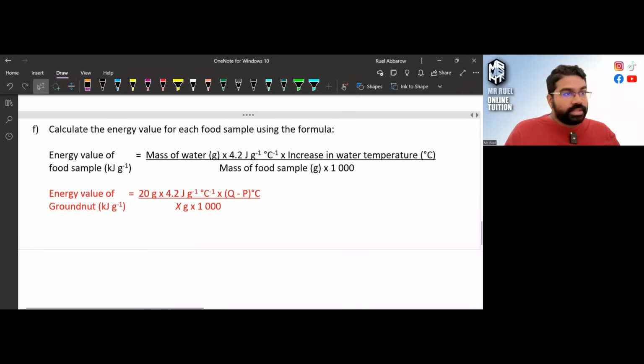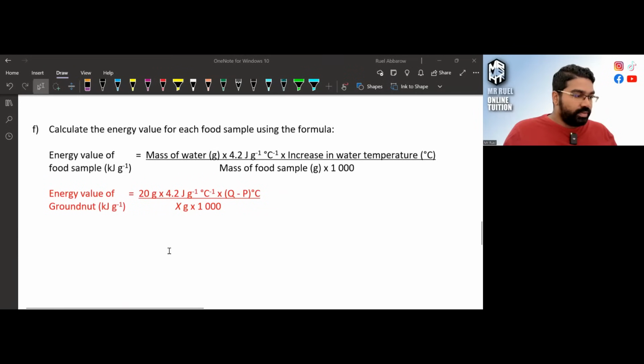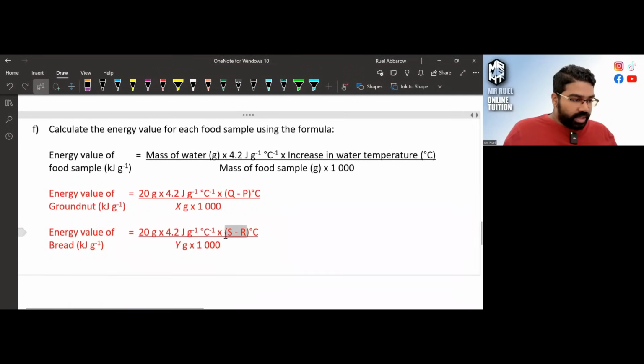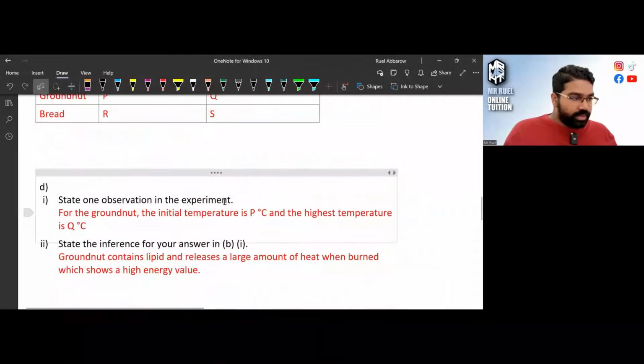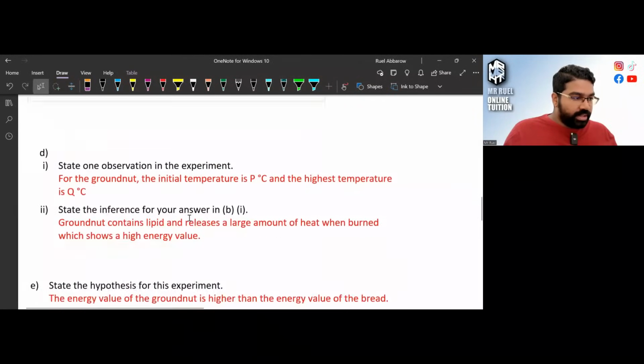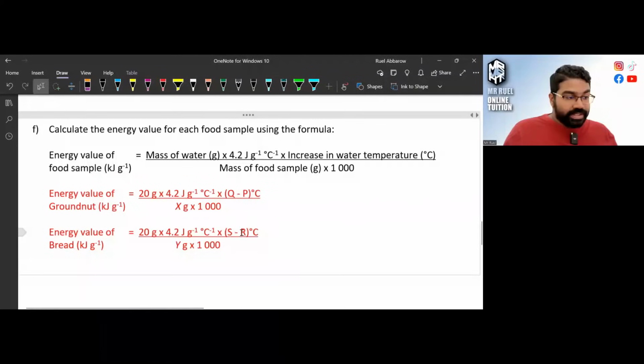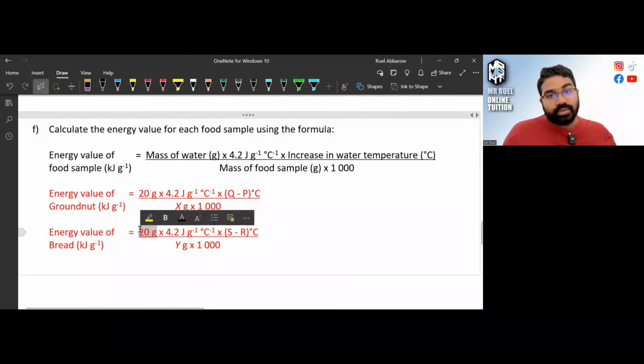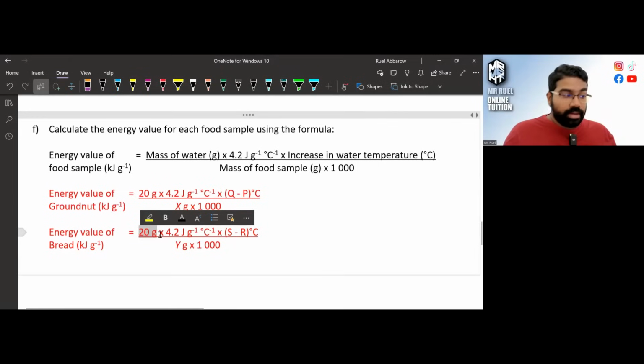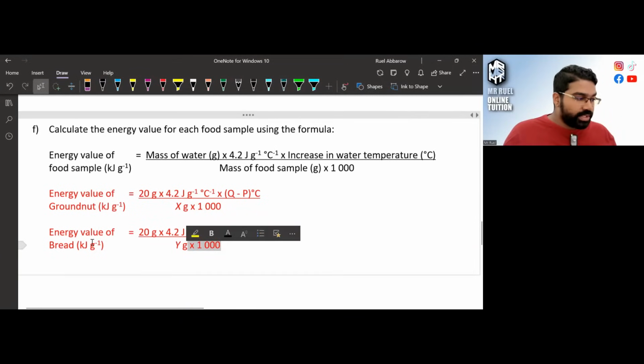So how do you do the energy value for the bread? Same case. Just use this, and then you use S minus R. Use your own data. S minus R, highest temperature minus the initial temperature. And again, check the mass of water that you're using from the procedure. 1 ml is 1 gram. And then this is the mass of the food sample, so that means we have Y grams of bread. Then times 1000, to change it to kilojoule. Done.